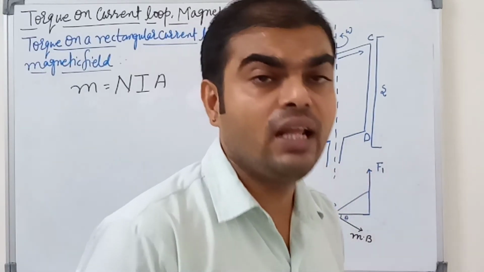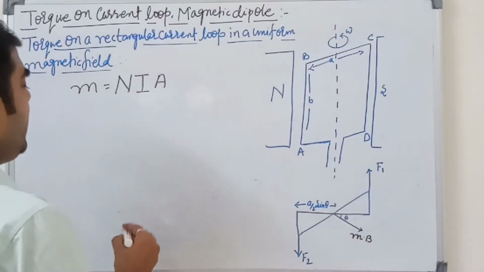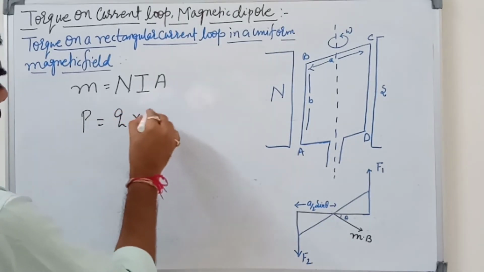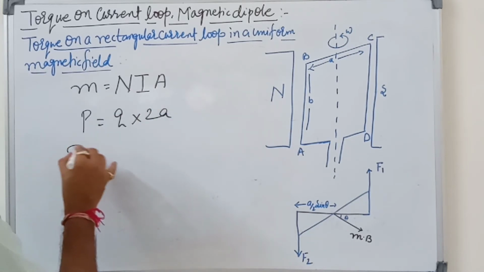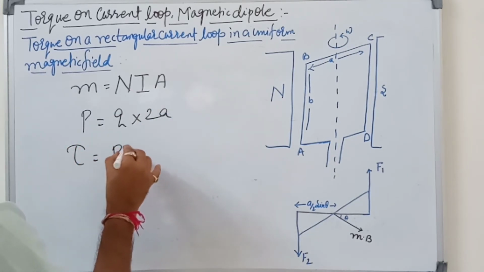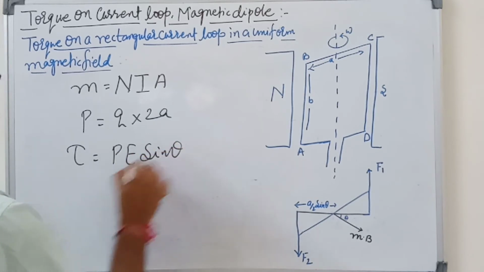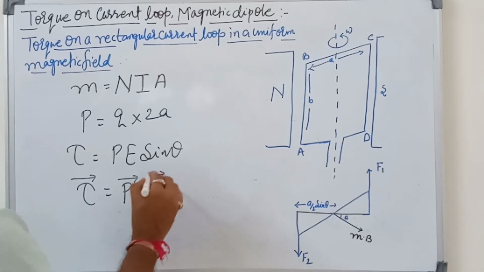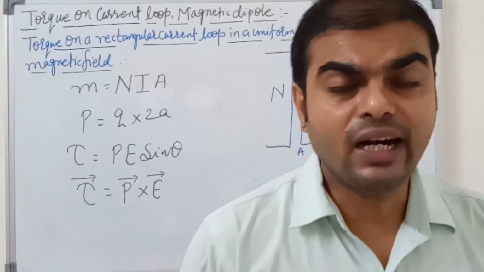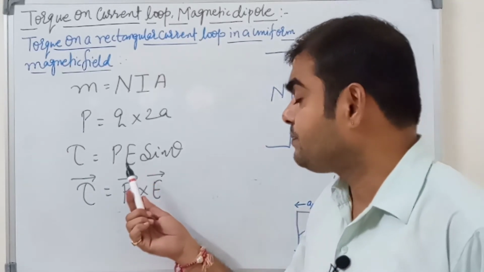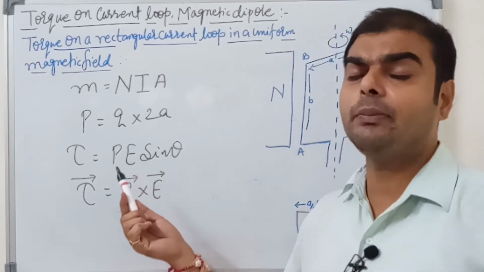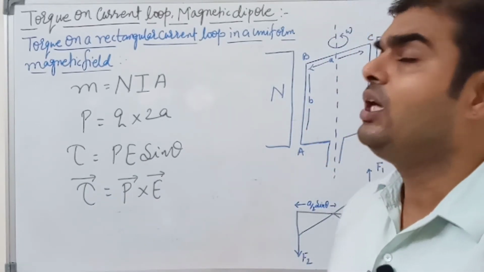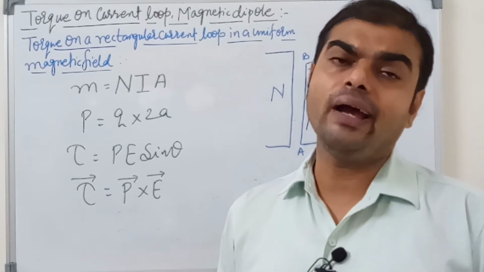Then you can see in the first chapter, electrostatics, the electric dipole moment is denoted by P. The electric dipole moment P is equal to Q into 2a, and it creates a torque tau equal to PE sin theta. It means in vector form tau is equal to P cross E. So both are equal points. When an electric field is created, the electric dipole moment is P equal to Qa, and when a magnetic field is created, the magnetic dipole moment small m is equal to IA.